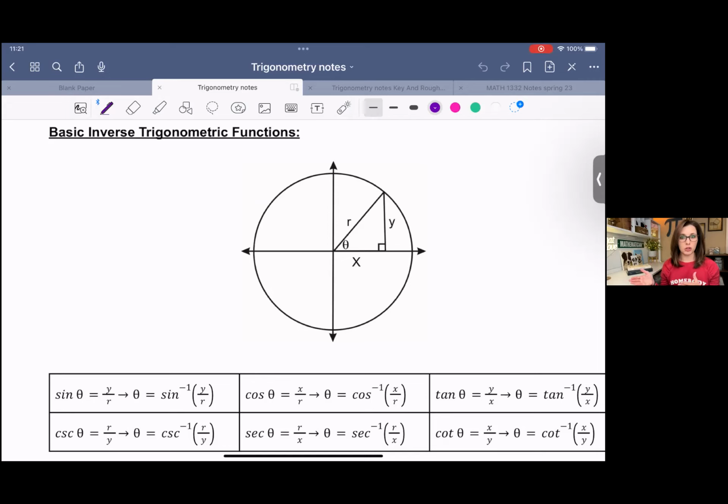So let's say we have the measure of the sides instead, and we're looking for theta, then we're going to use inverse functions. So basically here, we're just trying to solve for theta. If we take the inverse of both sides, then they undo each other, and we're left with theta equals inverse sine of y over r. And that works for all of our trig functions. If you just take the inverse of both sides, now you have how you can solve for a missing angle.